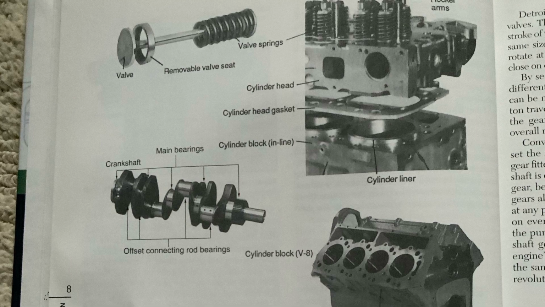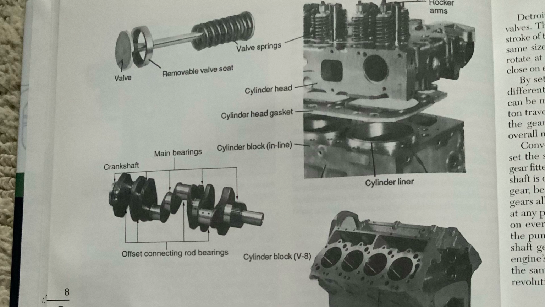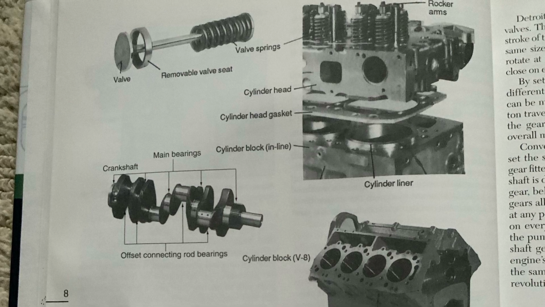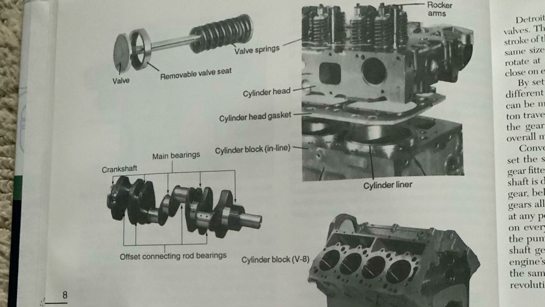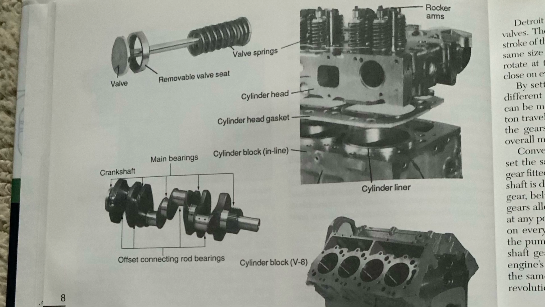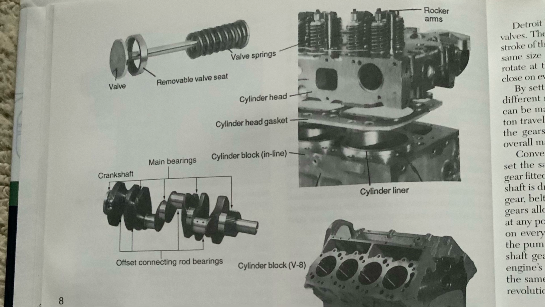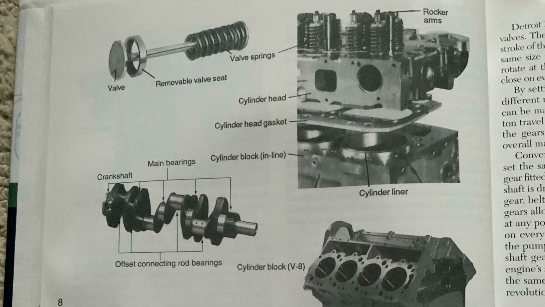Detroit Diesel two-cycle engines have only exhaust valves. The exhaust valves open on every downward stroke of the piston. Therefore, the camshaft gear is the same size as that on the crankshaft. The two shafts rotate at the same speed and the valves open and close on every engine revolution.